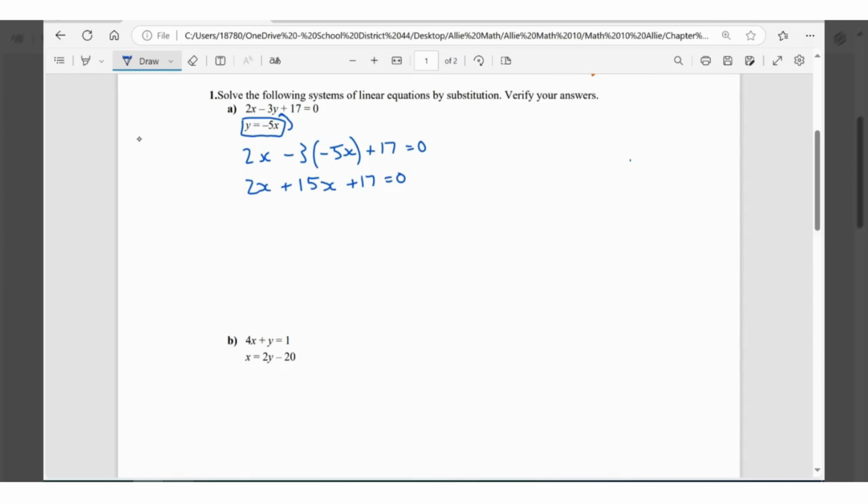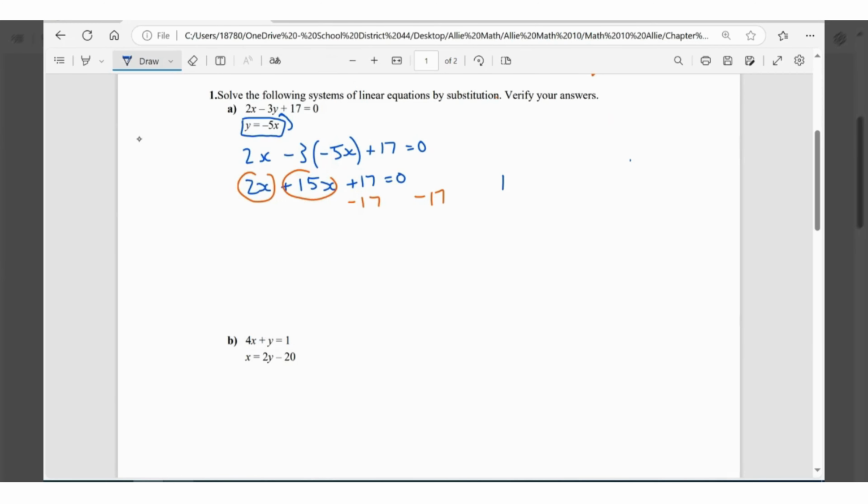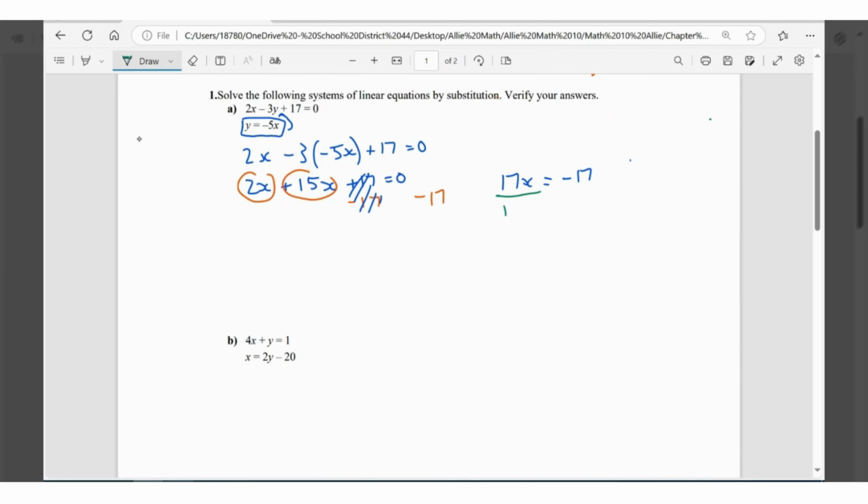equals 0. Now I want to get our numbers on one side. Let's subtract 17 from each side. And let's combine our like terms. So now we have that 17x, that's 2x plus 15 equals 17x, equals, this is gone now, that equals 0, and equals negative 17. And then let's divide by 17 on each side.